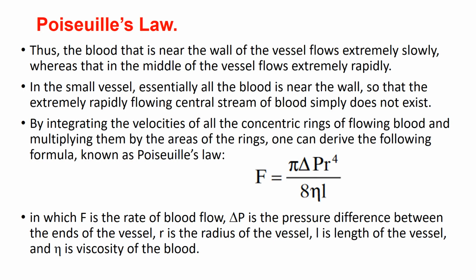Thus, the blood that is near the wall of the vessel flows extremely slowly, whereas that in the middle of the vessel flows extremely rapidly. In the small vessel, essentially all the blood is near the wall, so that the extremely rapidly flowing central stream of blood simply does not exist. By integrating the velocities of all the concentric rings of flowing blood and multiplying them by the areas of the rings, one can derive the following formula, known as Poiseuille's law, in which F is the rate of blood flow, delta P is the pressure difference between the ends of the vessel, R is the radius of the vessel, L is the length of the vessel, and eta is the viscosity of the blood.